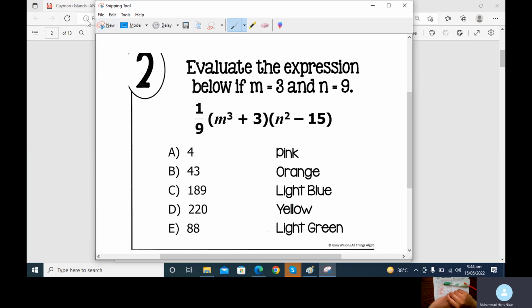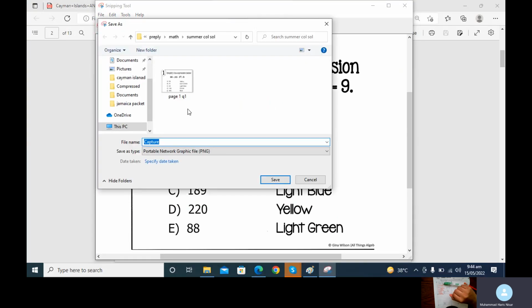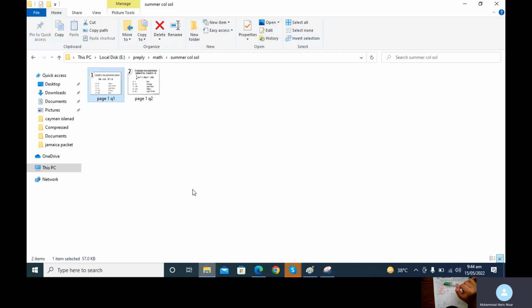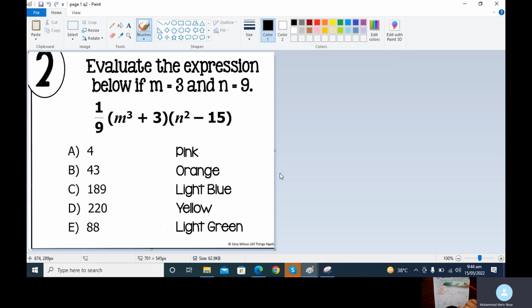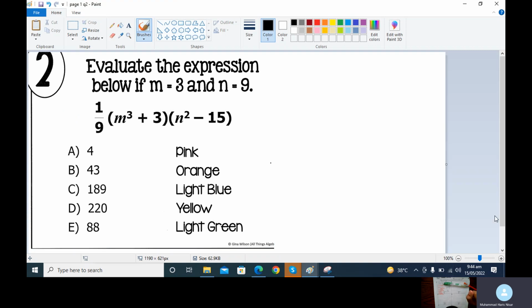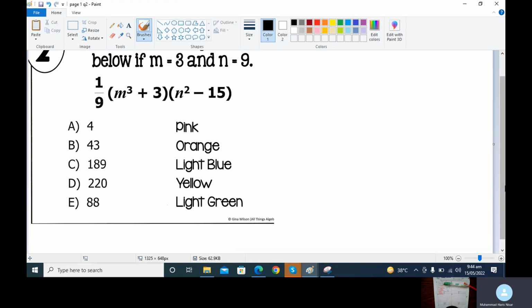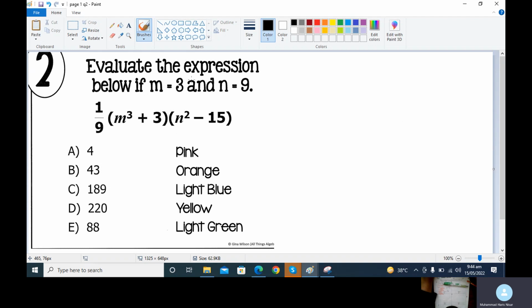Okay. Second question. So we read page number 1, question number 2. Evaluate the expression below if m is equal to 3 and n is equal to 9. You need to insert the values of m is equal to 3 and n is equal to 9 in this expression. So for that, we will simply write this equation, 1 by 9 m.